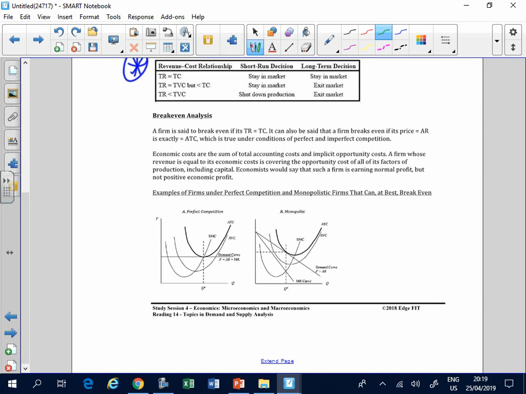Now, let's have a look at whether a monopoly can make profit in the long run. So there's your marginal cost curve.